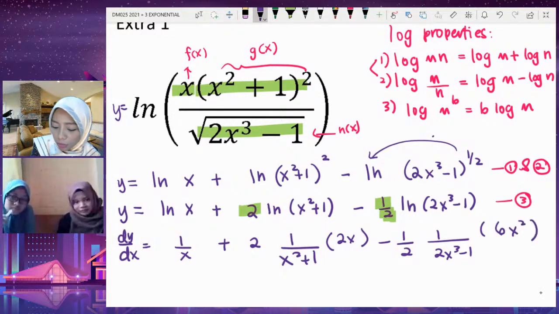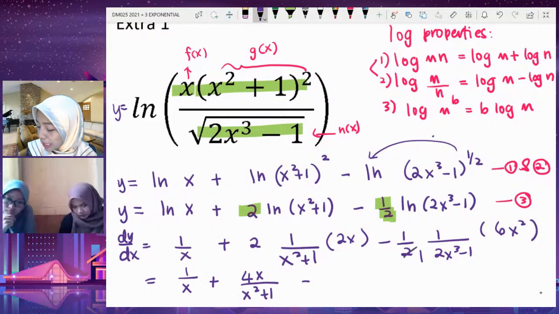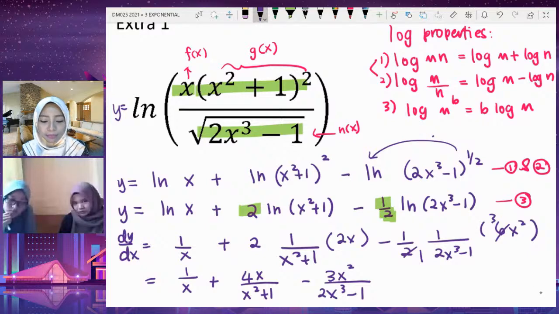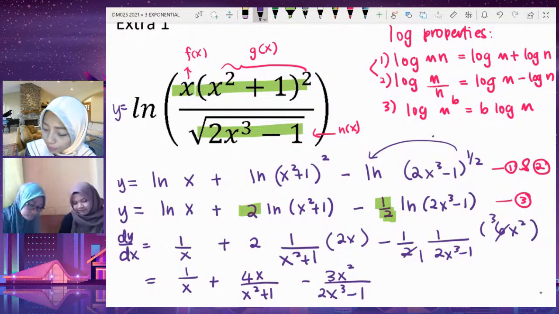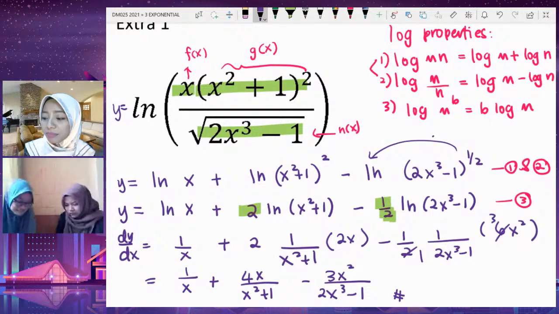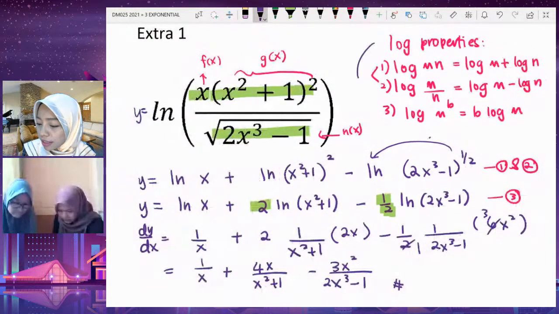Okay, now we are combining everything. 1 over x plus 2 times 2, 4x over x square plus 1 minus apa ni? 2 dengan 6 boleh cancel? Yes. 3x square over 2x cube minus 1. So this is our final answer. Okay, is everyone happy with this? Boleh semua? Sangat-sangat faham tak?